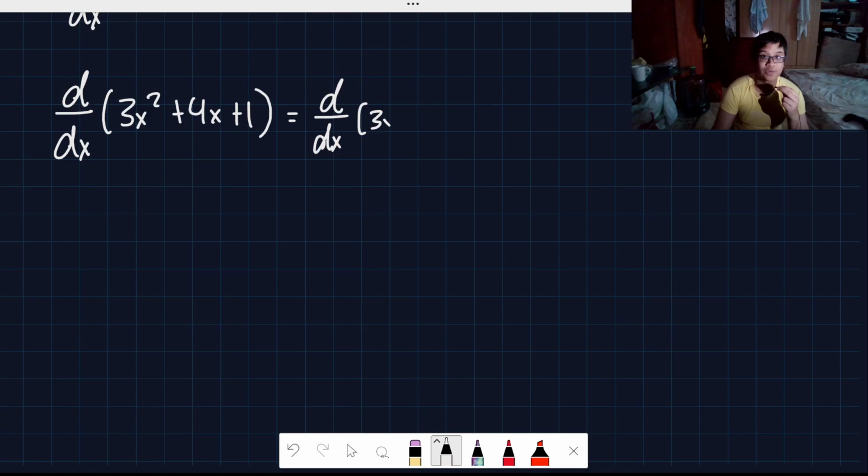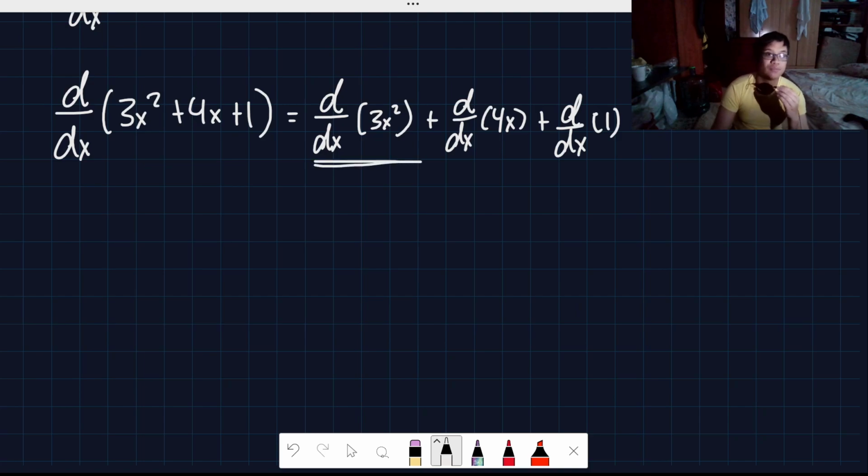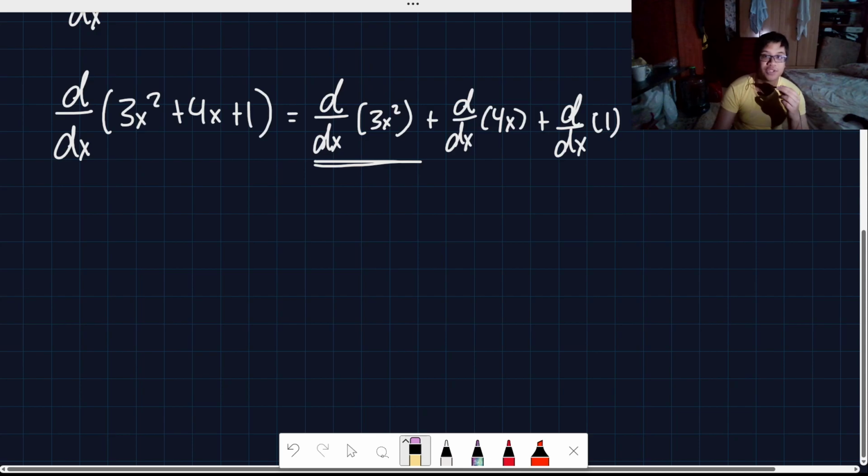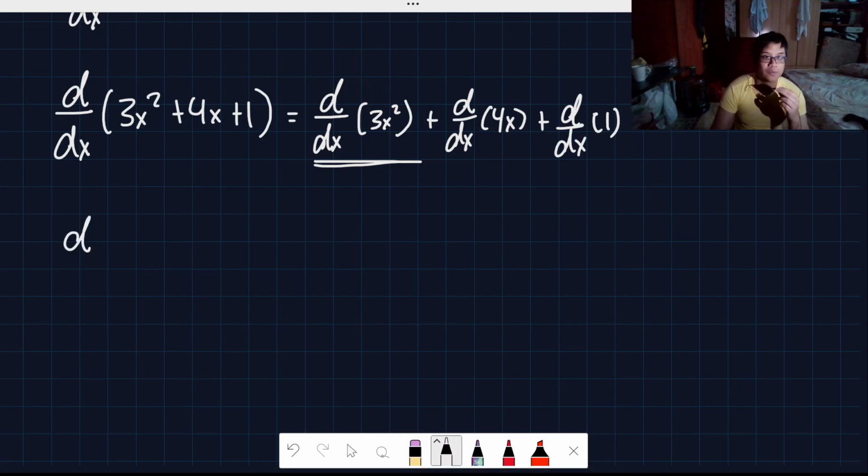The derivative of 3x squared plus the derivative of 4x plus the derivative of 1. Okay? So the rule that I'm going to apply for our first term is the constant multiple rule of differentiation. Basically, what if there's a coefficient to a given function? Just like this, we have a coefficient of 3, and here we have a given algebraic function. So we're going to use the constant multiple rule of differentiation for that.